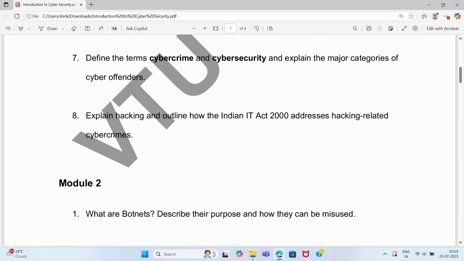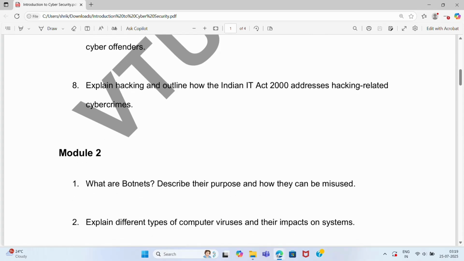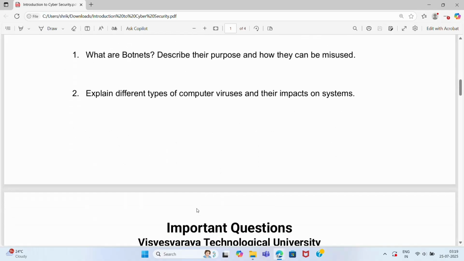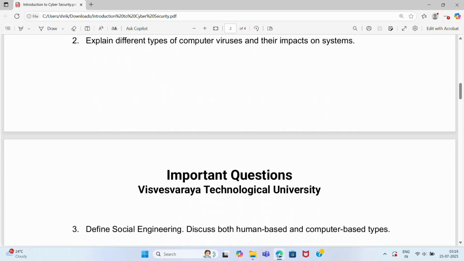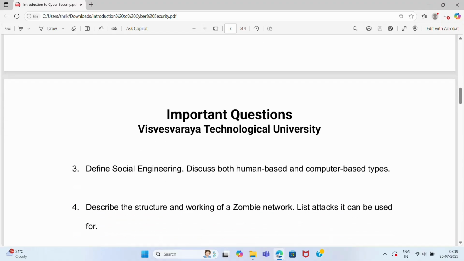Next, model 2. What are botnets? Describe their purpose and how they can be misused. Explain different types of computer viruses and their impacts on systems. Define social engineering. Discuss both human-based and computer-based types.